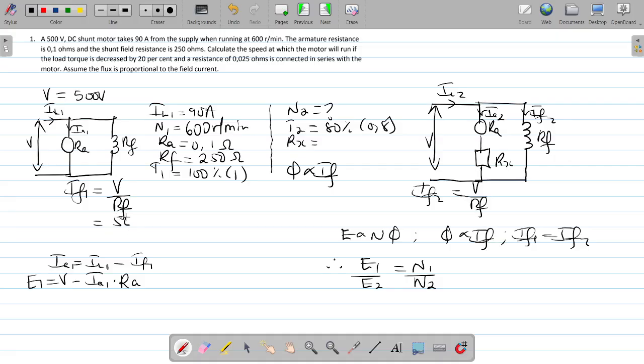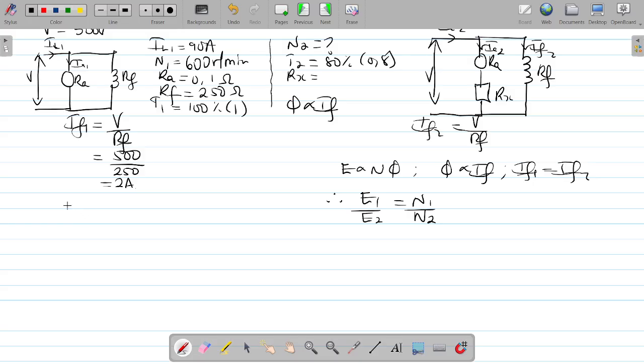To start, we start here. Our voltage, we have 500 over 250. We have 2 amps. We found our field current. And now we can find IA1. We're saying IL1 minus IF1. They gave us 90 minus 2. We're going to get 88 amps.